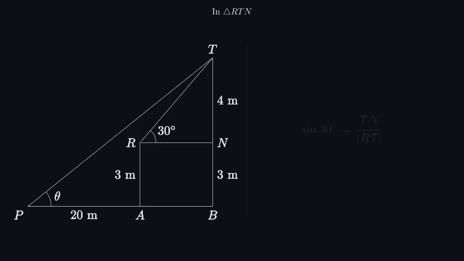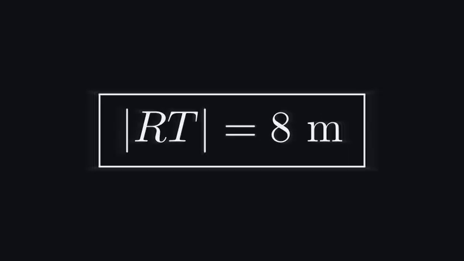From triangle RTN, with respect to the 30 degrees angle, the opposite side is TN equals 4, and the hypotenuse is RT. So we use sine, because sine is opposite over hypotenuse. Substitute TN equals 4. Multiply both sides by RT. Now divide by sin of 30 degrees. Since sin of 30 degrees equals 1 over 2, RT equals 8 meters. Therefore, RT equals 8 meters. This framed result is the final answer for the question.